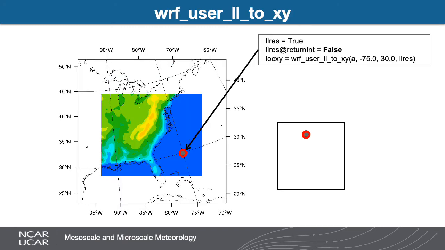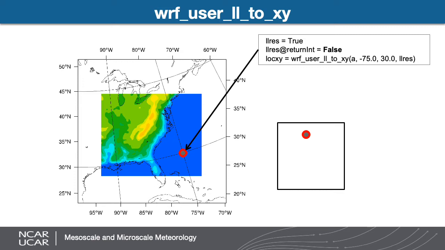All right, next I'm going to talk to you about a really useful function that I use all the time called WRF user LL2XY. This stands for latitude longitude that you input, and it will output the XY point of your latitude and longitude. I'm just going to show you a quick example here.